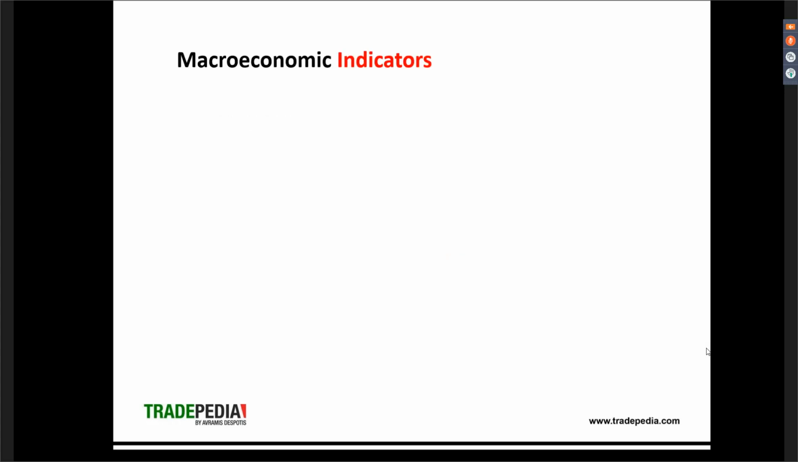Now, what are the major macroeconomic indicators that can give hints to the future direction of the market? Interest rates, inflation, gross domestic product, unemployment, and trade balance. So let's take a look at each of these individually.